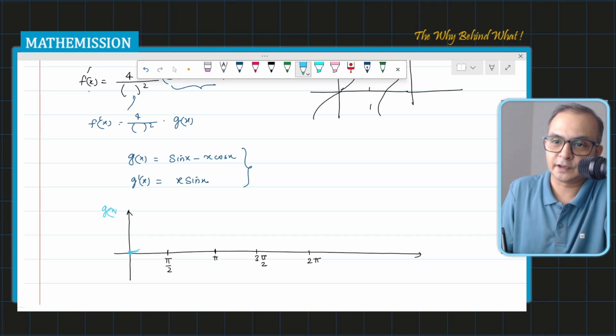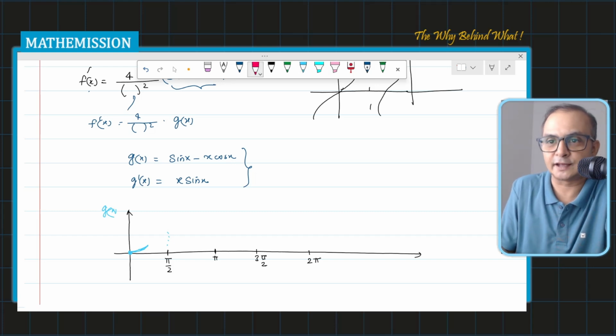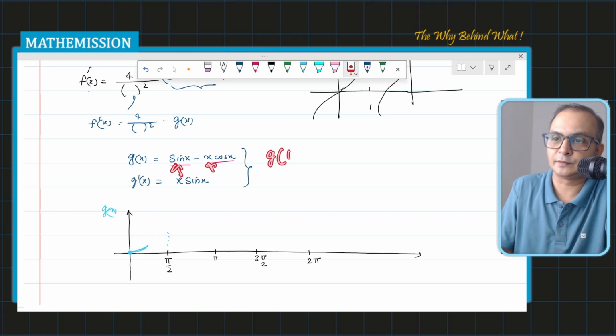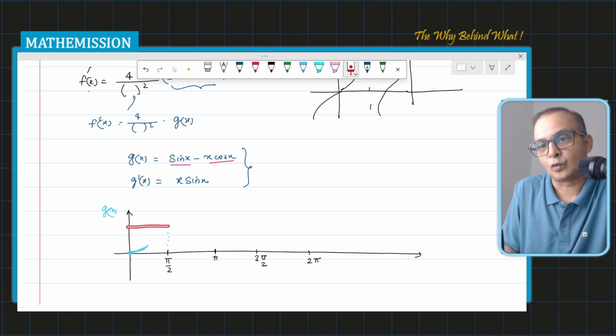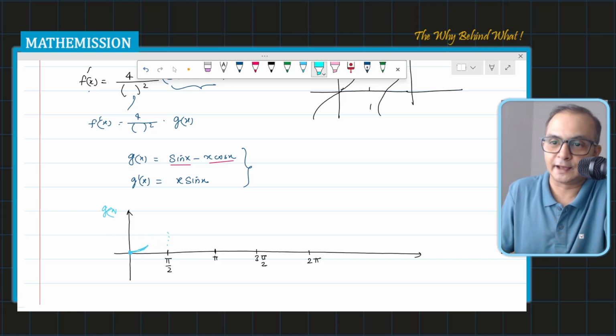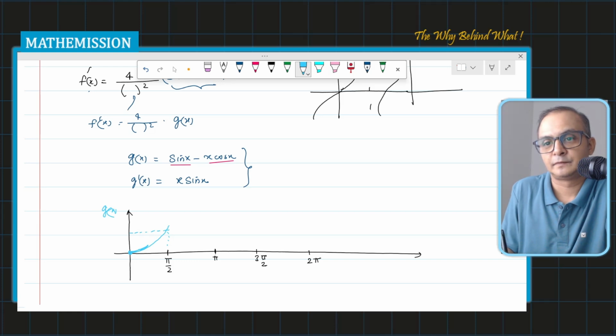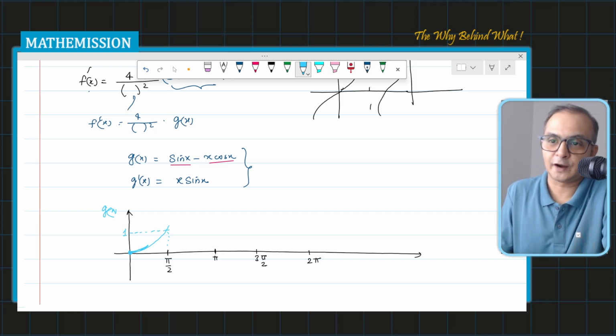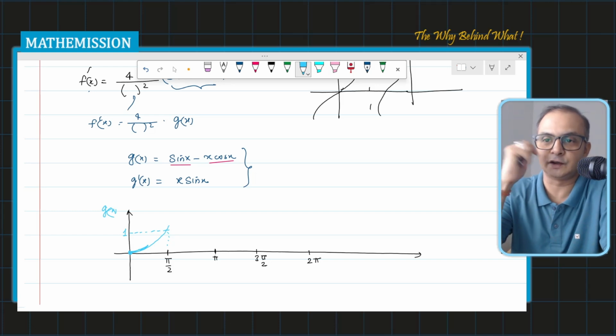At π/2 the value of the function is very easy to find. You see that at π/2 sin is 1 and cos is 0, so g(π/2) is 1, correct? It means at π/2 it is going to cross somewhere around height 1. So my graph should be like that, crossing this height 1. But so far we have not found the maximum value of this function.